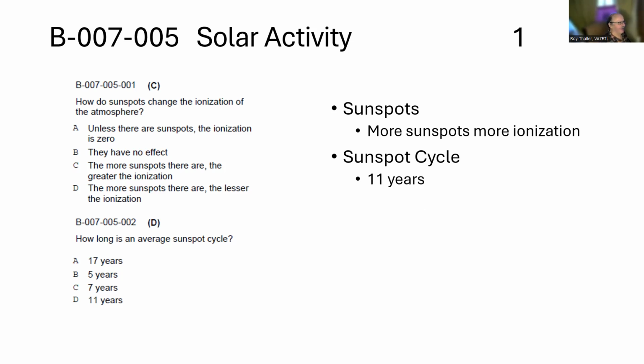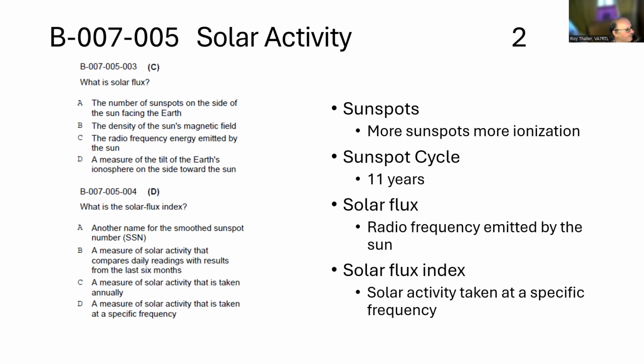So solar activity. How do sunspots change the ionization of the atmosphere? So the more sunspots there are, the greater the ionization. So C is the correct answer. How long is the average sunspot cycle? So the sun goes typically on an 11-year cycle. So D is the correct answer, 11 years.